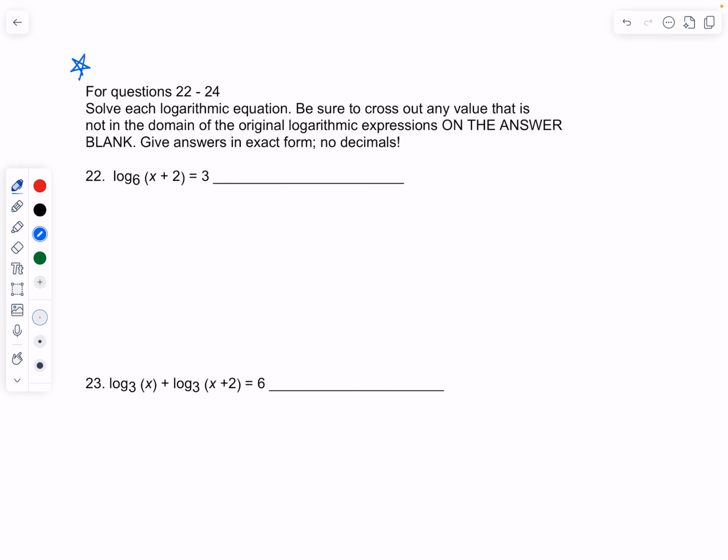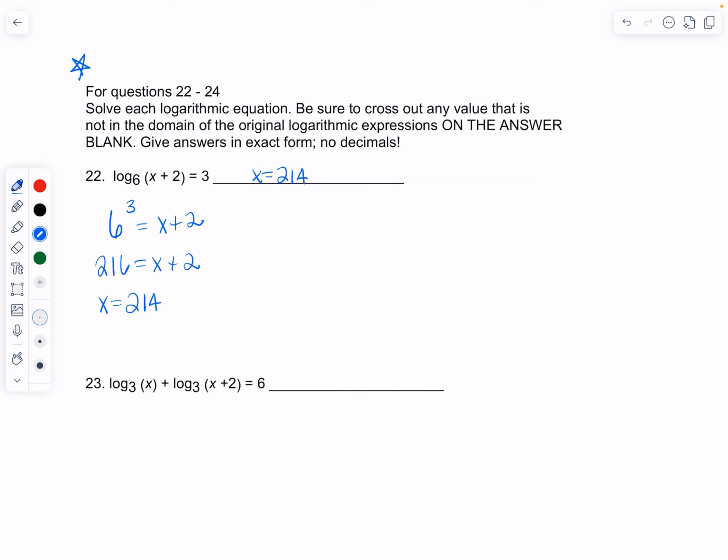So I have log base 6 of x plus 2 equals 3. I'm going to change this to exponential form. So base 6 raised to the third equals x plus 2. On my calculator, I'm going to find out what 6 to the third power is. So 6 raised to the third equals 216, and it equals x plus 2. Bringing the 2 over to the other side, x equals 214.